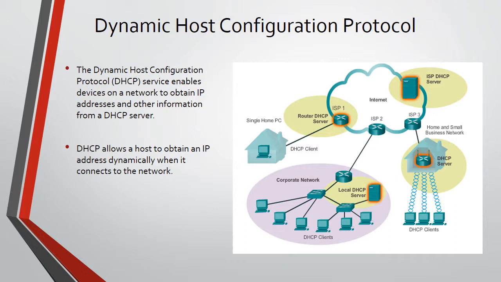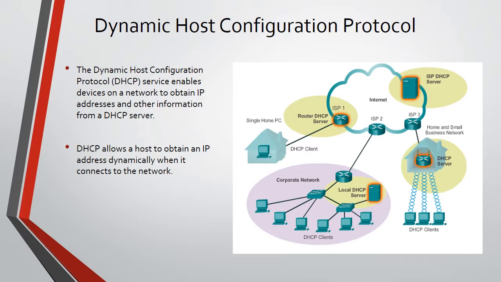With home networks, the DHCP server is usually located on the local router that connects the home network to the ISP. Local hosts receive IP address information directly from the local router. The local router receives an IP address from the DHCP server at the ISP.